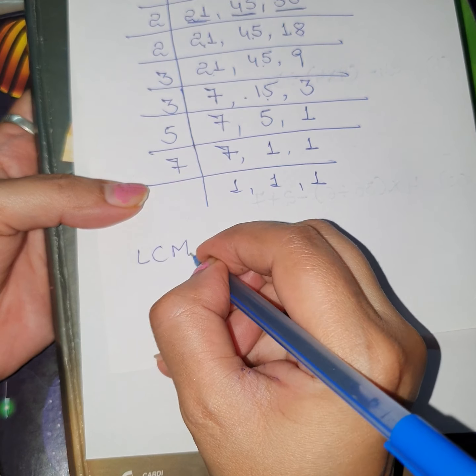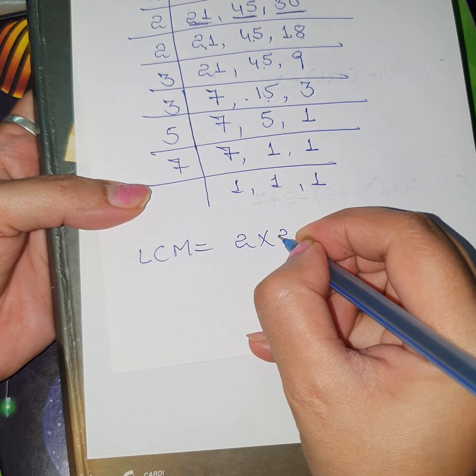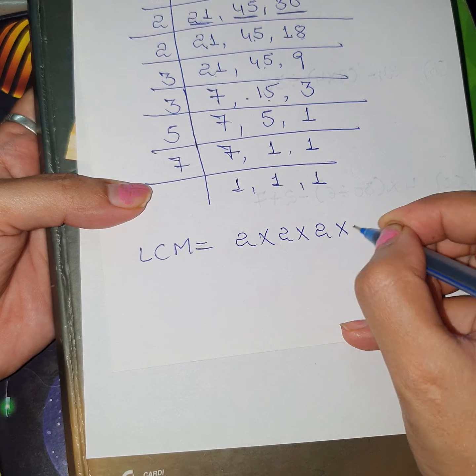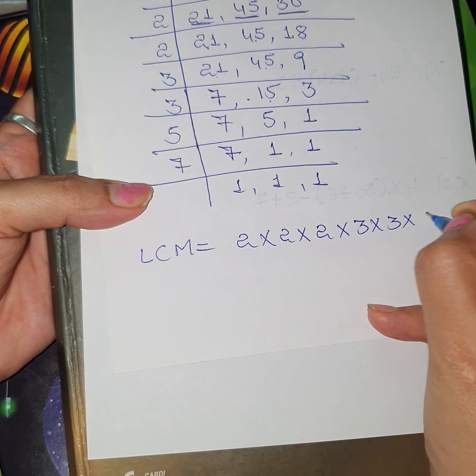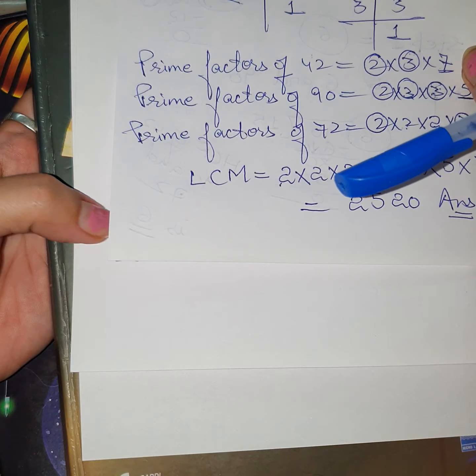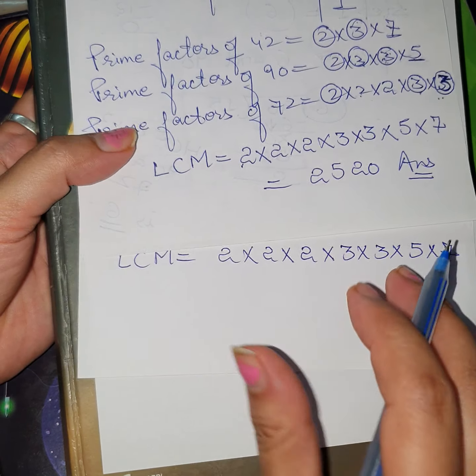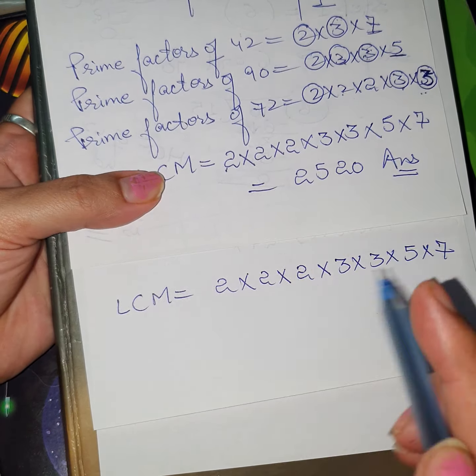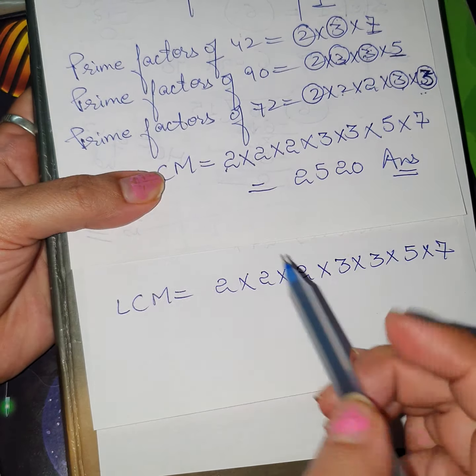So now you will find the LCM, that is 2 into 2 into 2 into 3 into 3 into 5 into 7. And you can see I have done the prime factorization method also. There we have got the same numbers. You can check here. 2 into 2 into 2, 3 into 3, 5 into 7. So yes, again our answer will be 2520.